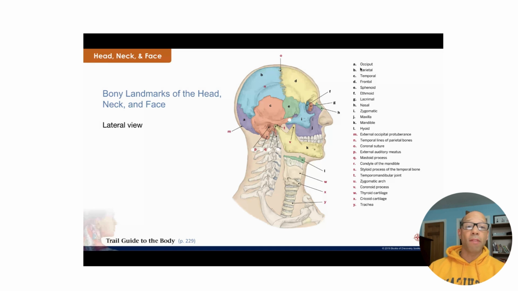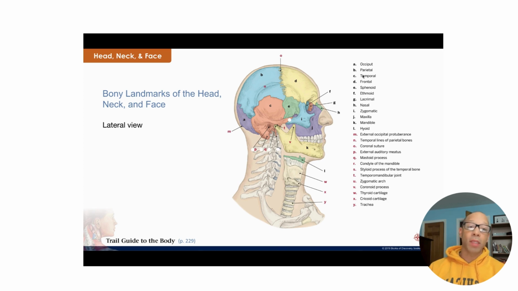And then we have our parietal. Our parietal is right here, and there are two of those. They're fused in the center. Our frontal bone, so it's in the front, frontal, front. There is one frontal bone, just like there is one occipital bone or occiput back here.